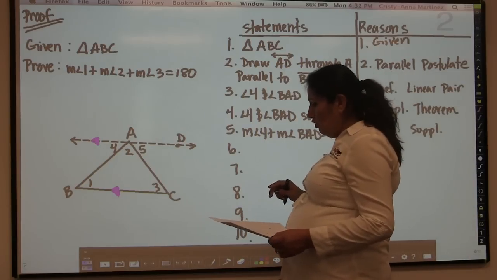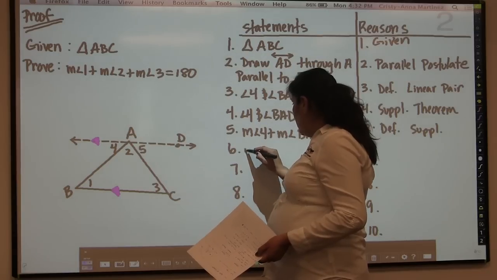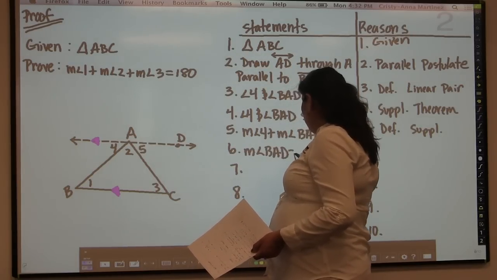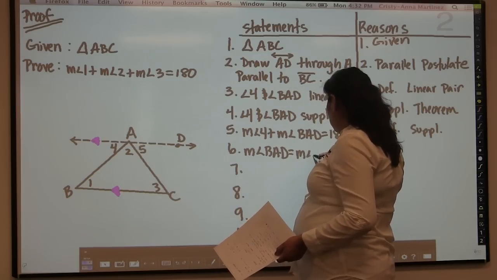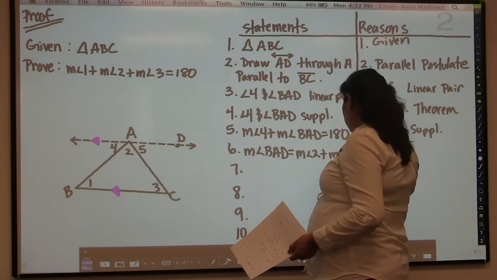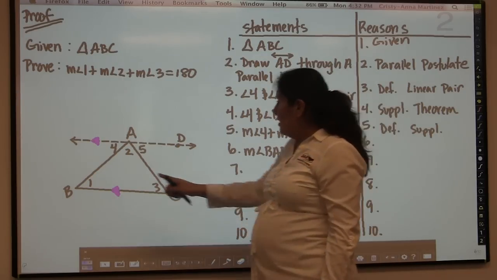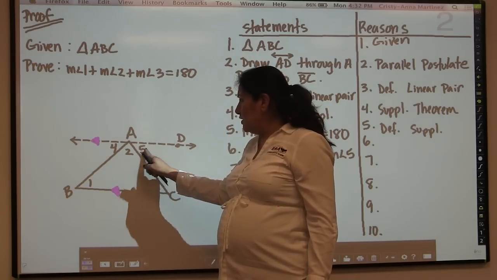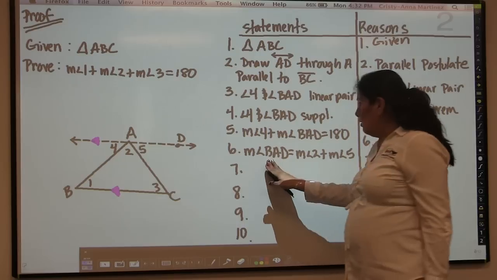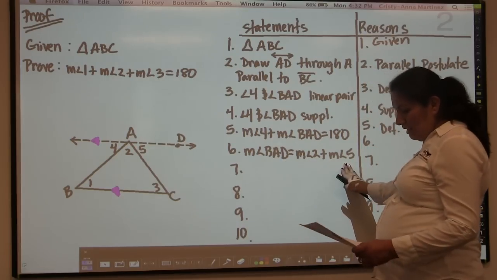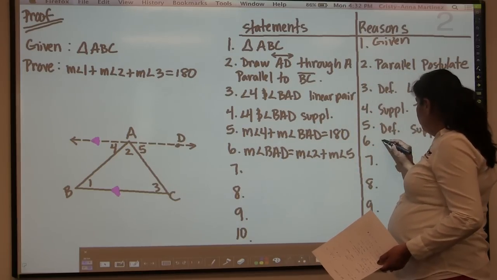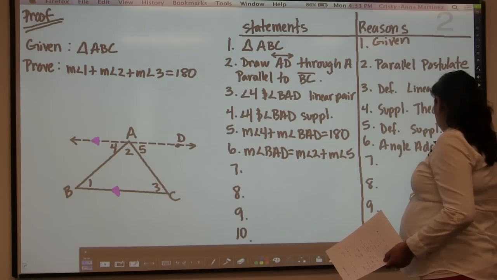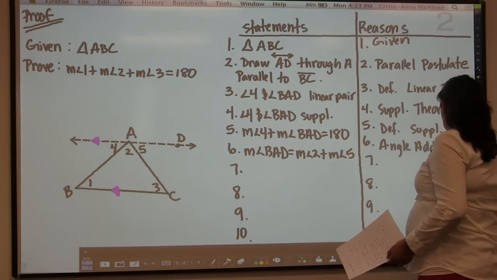So now we're going to start all over again, and we're going to start with also the measurement of angle BAD is equivalent to the measurement of angle 2 plus the measurement of angle 5. So what I'm saying here is that angle BAD, which I said earlier was this whole angle here, is basically made up of these two angles added together. So angle BAD is equal to 2 and 5 added together, and that is the angle addition postulate from way back when.